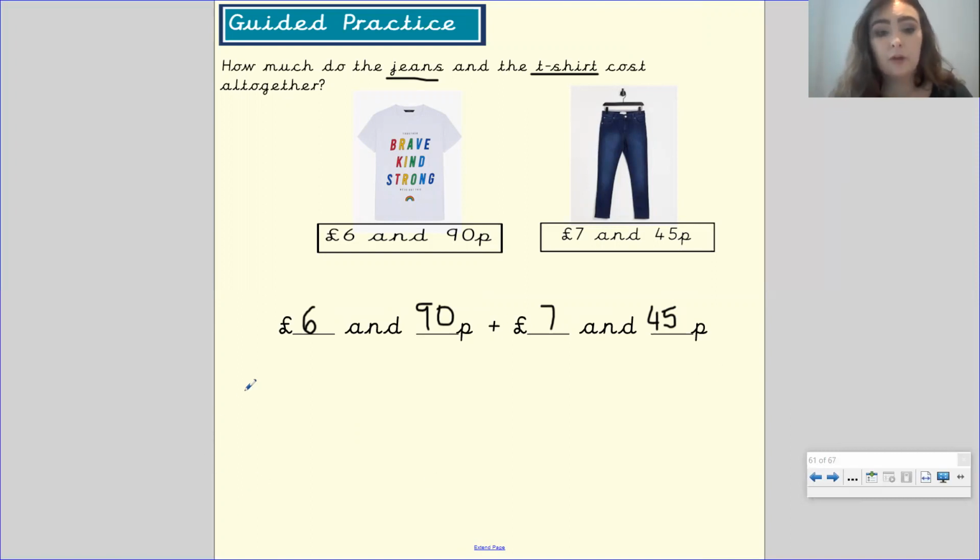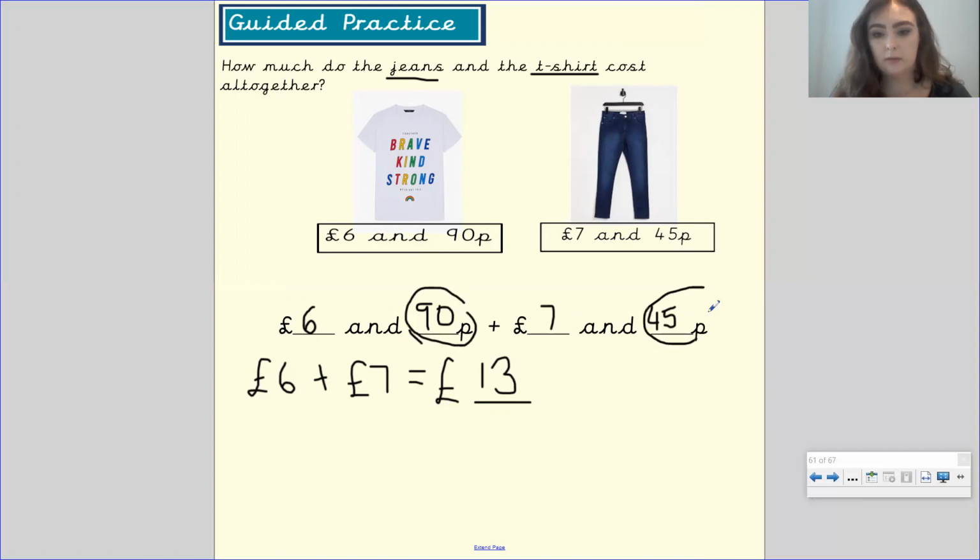Well done if you said that we're going to add the pounds first. So £6, add £7. What does that equal? Pause the video and work it out on your mini whiteboard. Well done if you said it equals £13. Great work. Okay, so the next thing we're going to do is add together the pence.